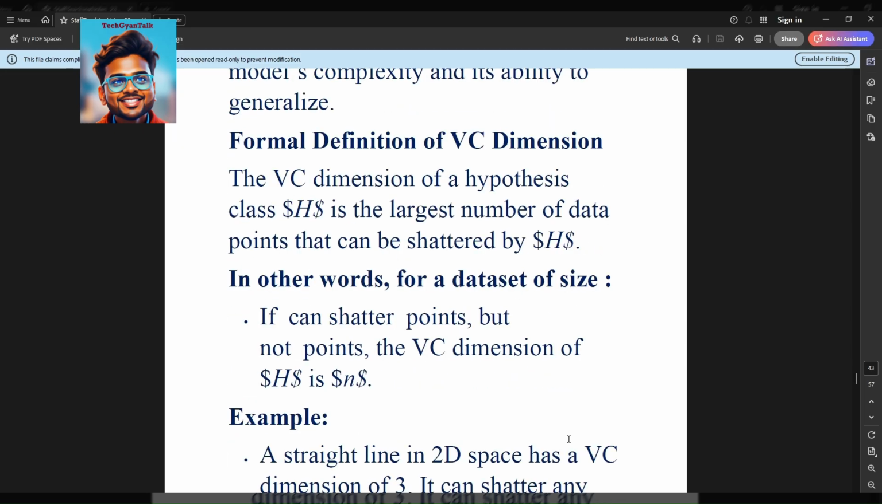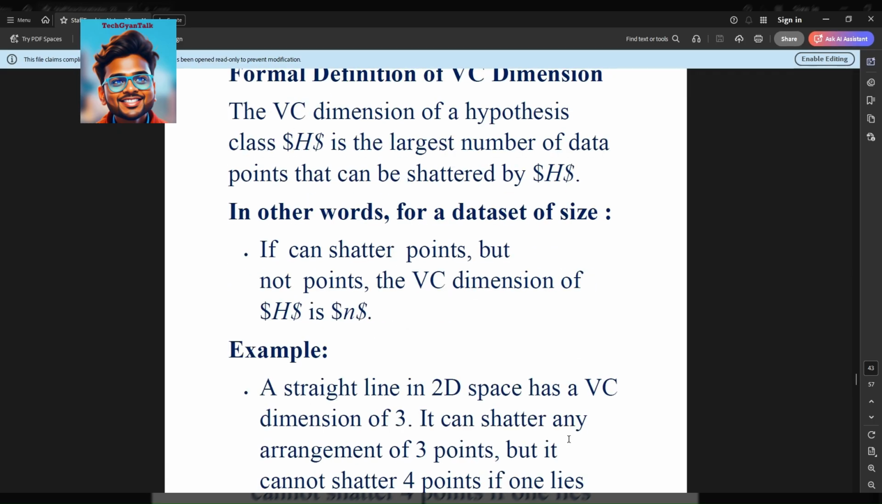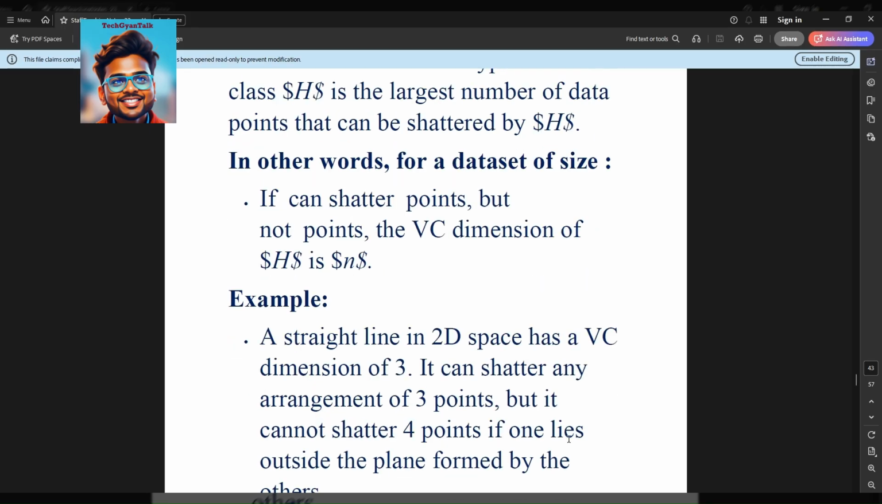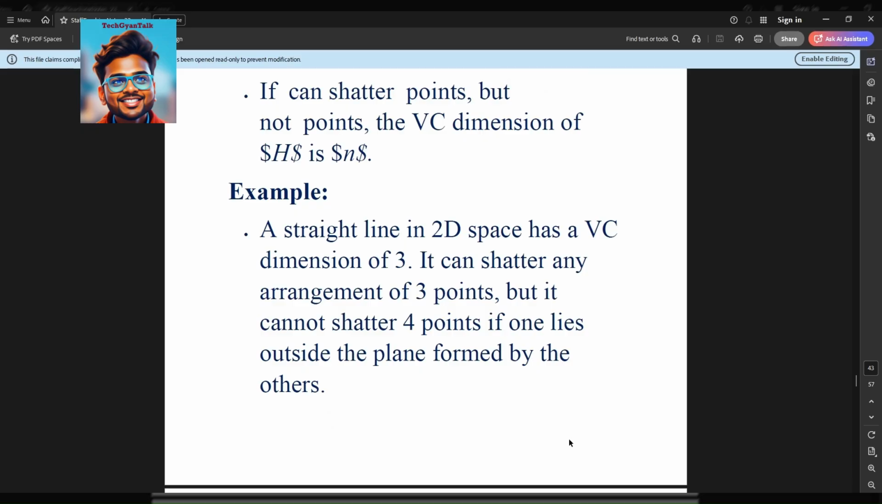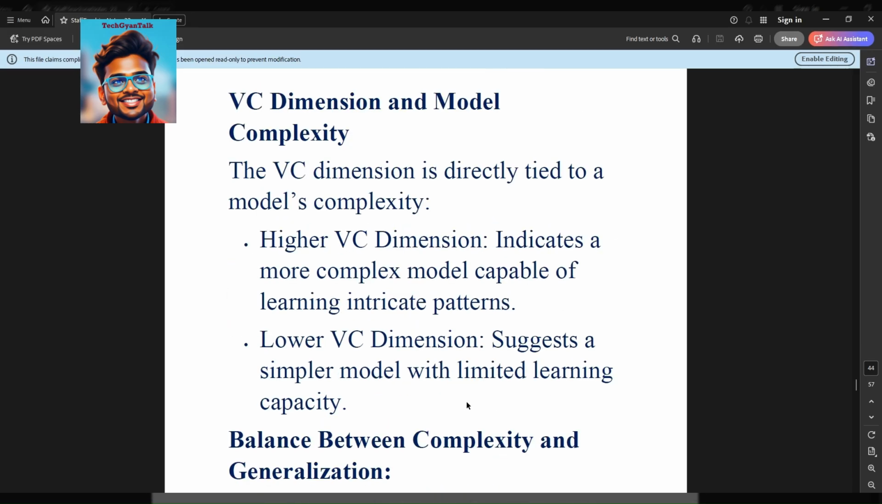Formal definition of VC dimension: the VC dimension of a hypothesis class $H$ is the largest number of data points that can be shattered by $H$. In other words, for a dataset of size $n$, if $H$ can shatter $n$ points but not $n+1$ points, the VC dimension of $H$ is $n$. Example: a straight line in 2D space has a VC dimension of 3. It can shatter any arrangement of 3 points, but it cannot shatter 4 points if one lies outside the plane formed by the others.